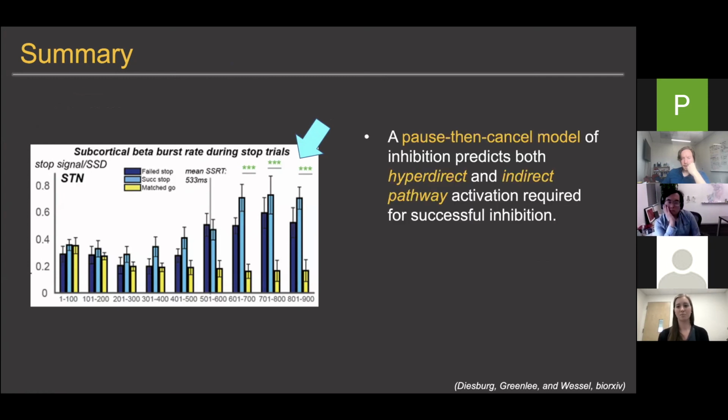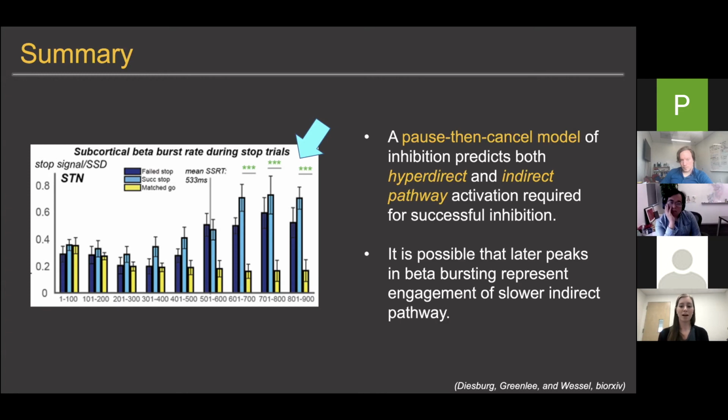As Jan described, a pause-then-cancel model of inhibition does predict that both the hyperdirect and indirect pathways are required for successful inhibition. So we think it's possible that these later peaks in beta bursting might reflect just the slower engagement of the indirect pathway. And if this is true, then it might be that transient beta is a signature of inhibitory signaling in both pathways. But again, we need more research to corroborate this account.